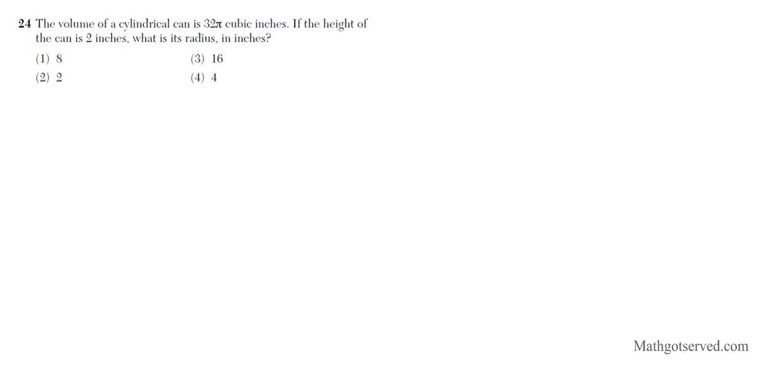Moving right along, question 24 says the volume of a cylindrical can is 32 pi cubic inches. If the height of the can is 2 inches, what is the radius in inches? So if you look at your reference sheet, you have the formula for the volume of a cylinder. Let me just make a sketch. So let's say we have a cylinder like this. Pardon my sketch, it's terrible right now. So you have a cylinder like this.